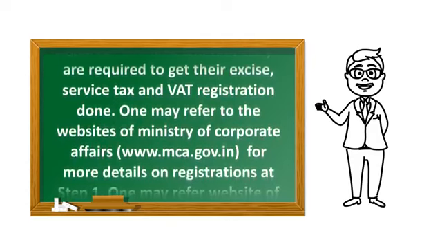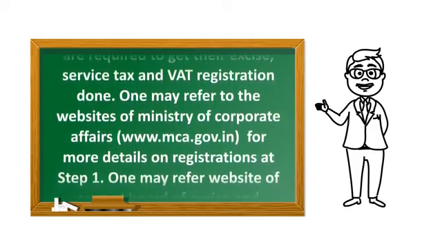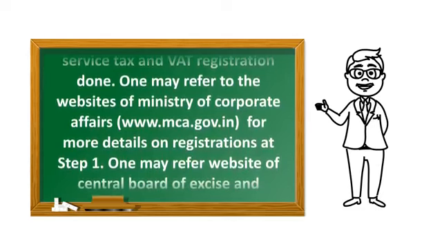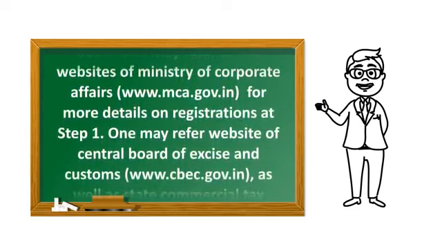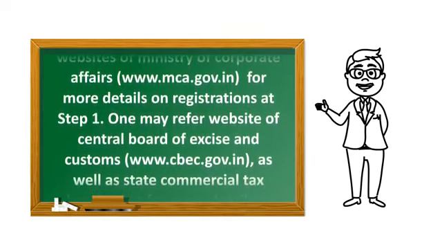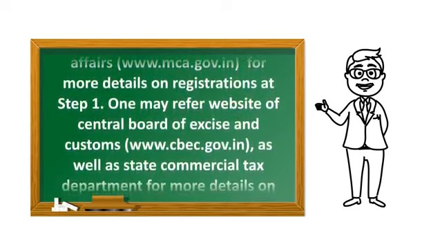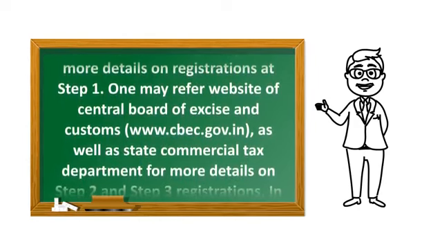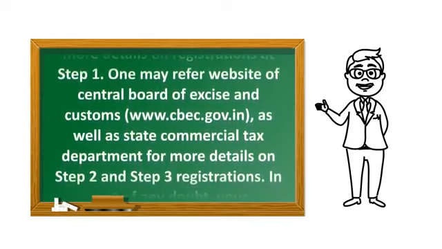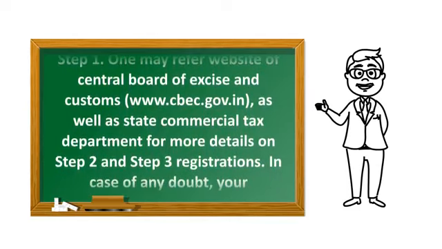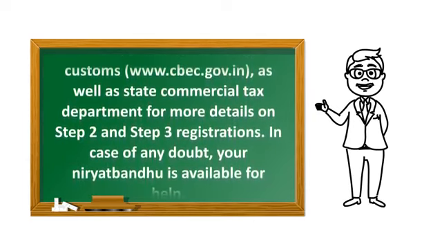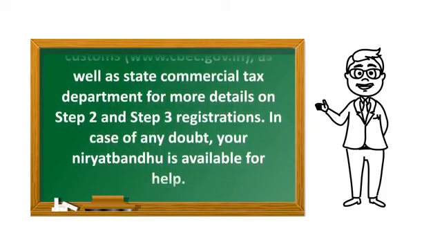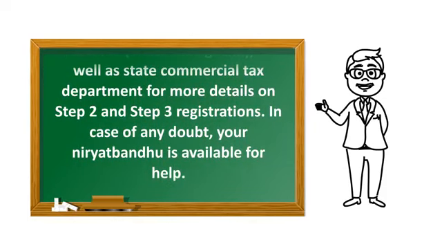One may refer to the websites of the Ministry of Corporate Affairs, www.mca.gov.in, for more details on registrations at Step 1. One may refer to the website of the Central Board of Excise and Customs, www.cbec.gov.in, as well as the State Commercial Tax Department for more details on Step 2 and Step 3 registrations. In case of any doubt, your Niryat Bandhu is available for help.